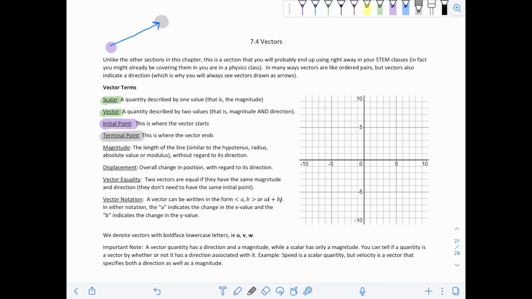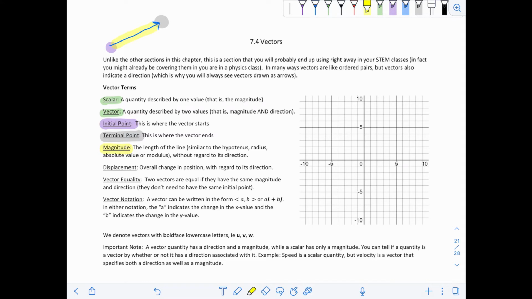Magnitude is indicating the strength, but that's basically the length of the line. So what we've looked at so far, we could think about synonyms as being hypotenuse, radius, absolute value, modulus. It's all indicating the length, which is the strength of the vector. Displacement has to do with the change in position.